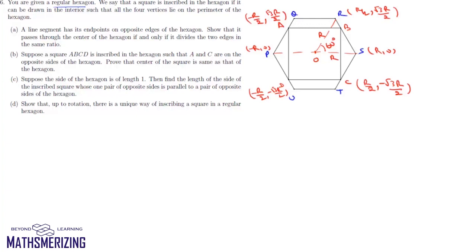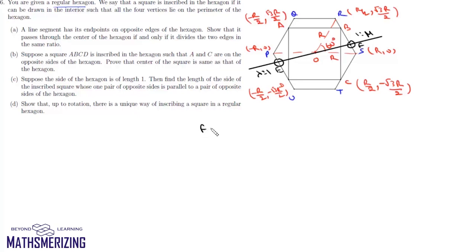Now question number A says, a line segment has its end points on opposite edges of the hexagon. Now we have a line segment which has its end points on opposite edges of the hexagon. So suppose this is the line segment. Now suppose this point divides PU in the ratio lambda is to 1, and this point divides RS in the ratio 1 is to mu. Then we can find the coordinates of these 2 points, say E and F.